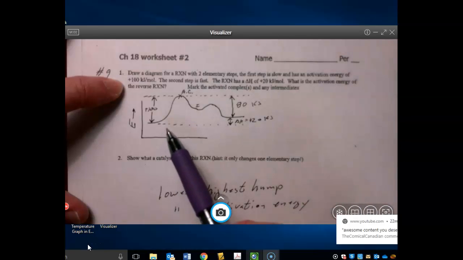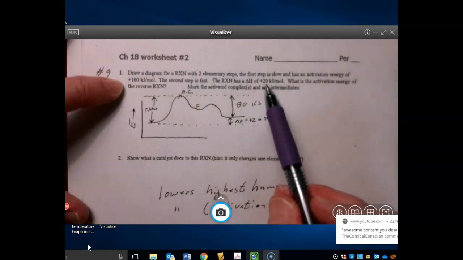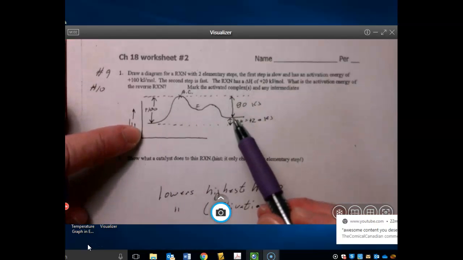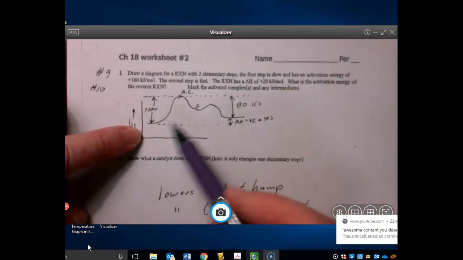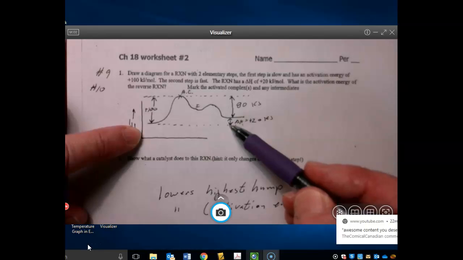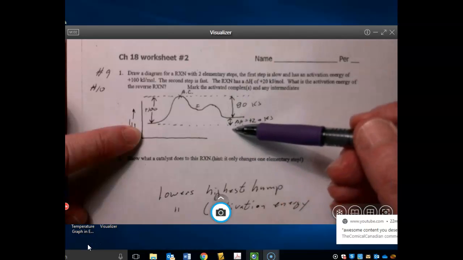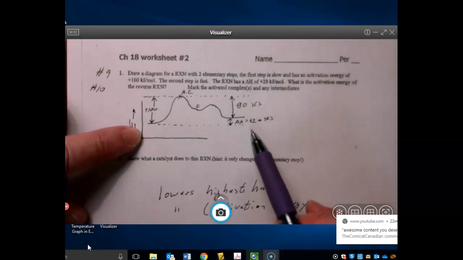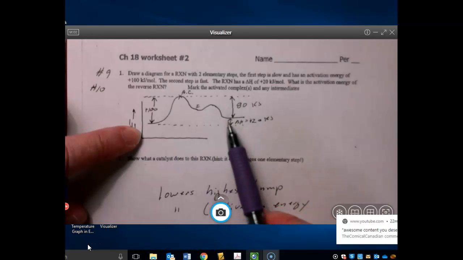Well, first of all, let's figure out how we would make delta H of 20 kilojoules per mole. That means the energy of the products from the energy of the reactants, that difference, that's your heat of reaction, delta H. And if it's positive, that means it's an endothermic reaction, so the products gained energy, they have more energy than the reactants, by the 20 kilojoules. So this drawing is showing that this reaction has a heat of reaction of positive 20 kilojoules.